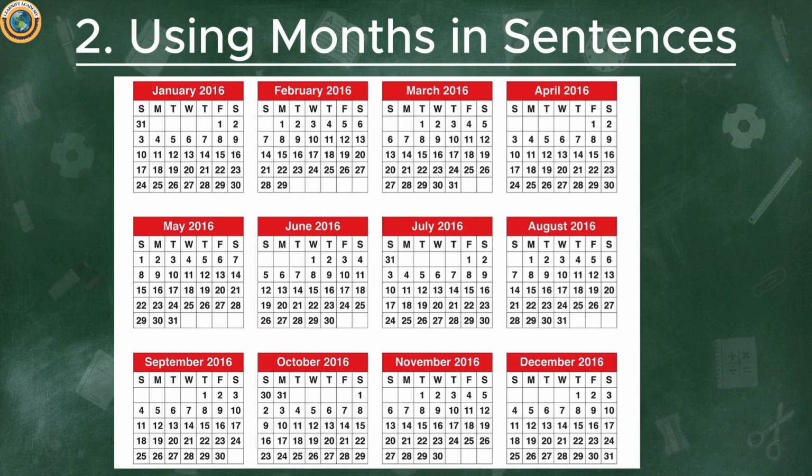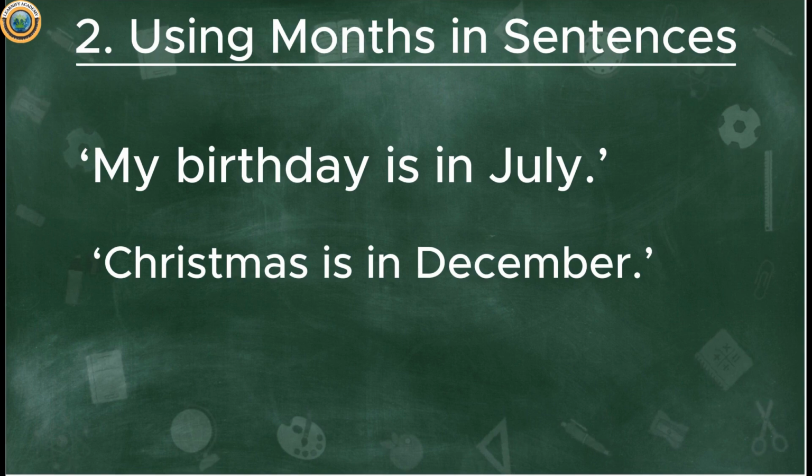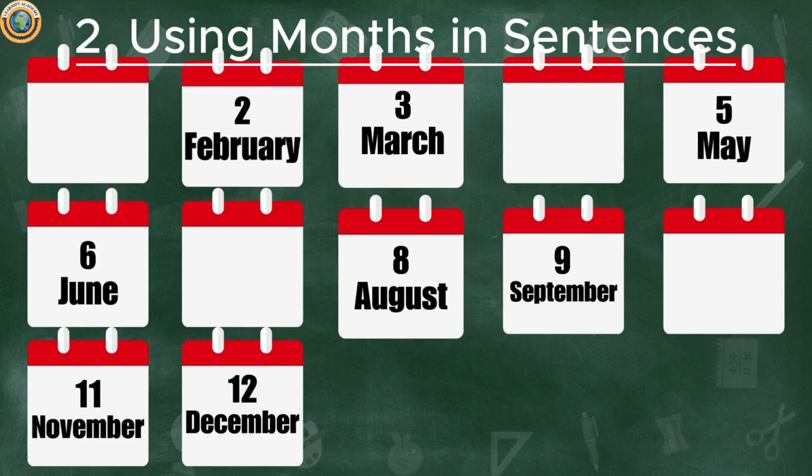Some months have 30 days, some have 31, and February is special with 28 or 29 days. Let's practice. My birthday is in July. Christmas is in December. Can you name the missing months? Say them out loud.